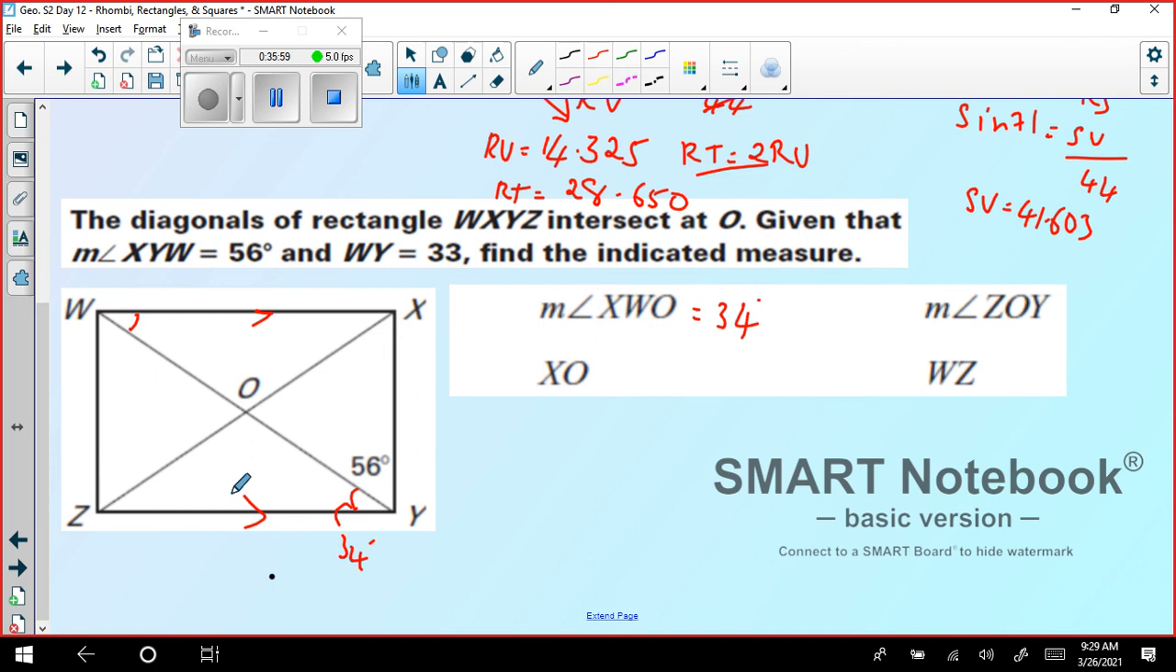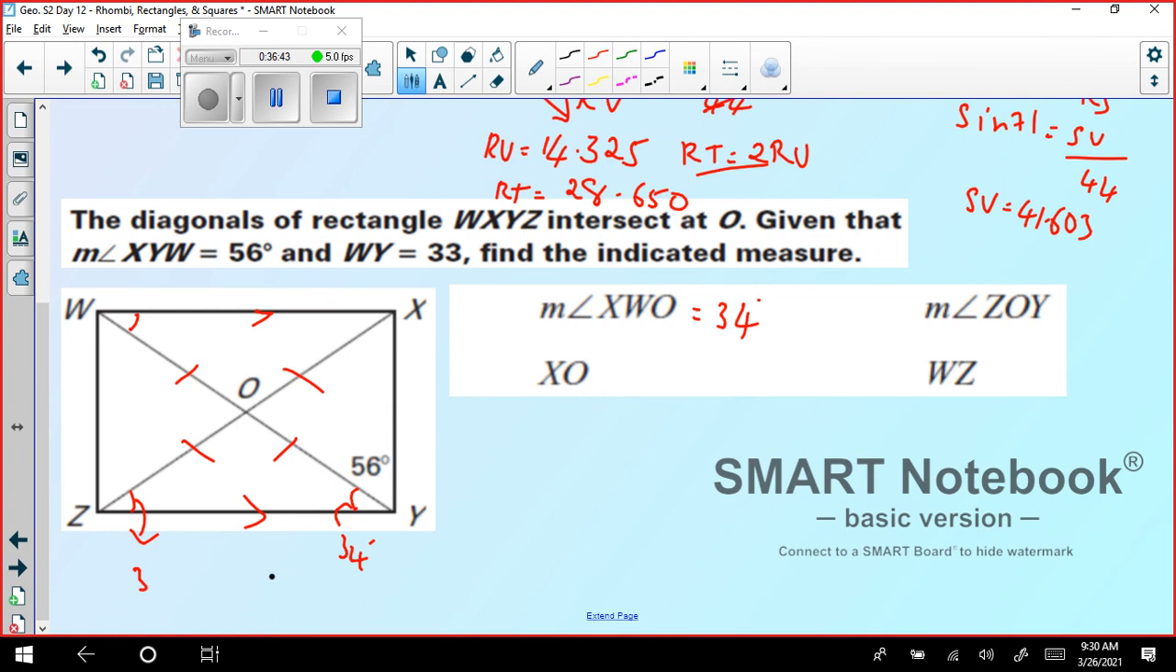Then next, ZOY. So they are asking us ZOY. I have this as 34. And I need to find this particular angle first. This angle is going to be congruent to this particular angle, which is in case of rectangle, all these are congruent. So it will act like an isosceles triangle. If this is 34, this also becomes 34 degrees.